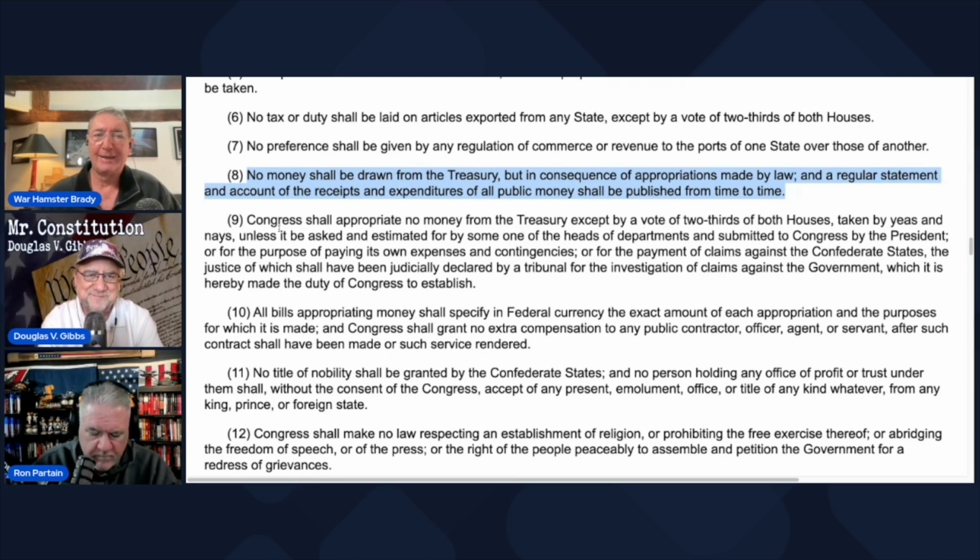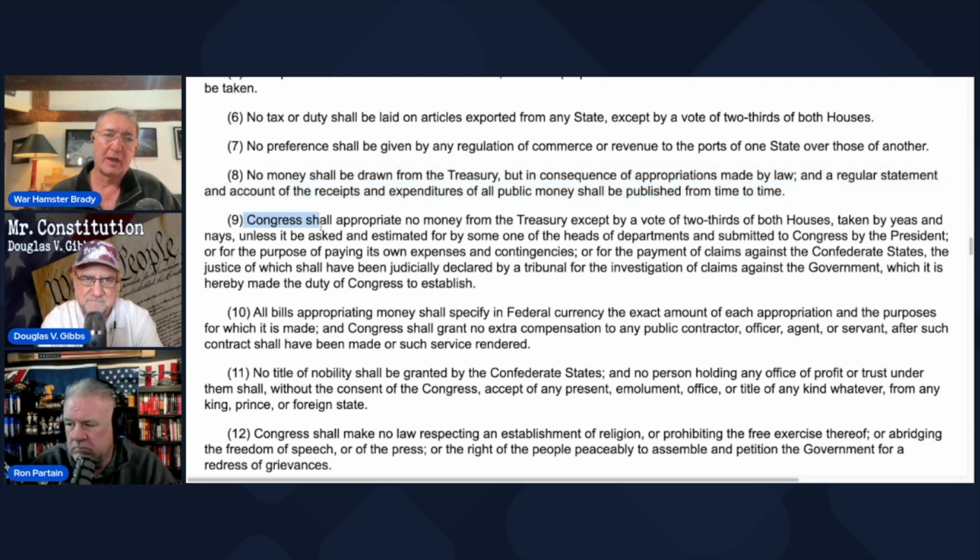Okay, sections 9 and 10 are brand new. They do not exist in the U.S. Constitution. So obviously they saw something over 80 years of experience in the U.S. Constitution that needed a little bit more elaboration. So we're going to go through this a little bit slowly. Congress shall appropriate no money from the Treasury except by a vote of two-thirds of both houses, taken by yeas and nays, unless it be asked and estimated for by some of the heads of departments and submitted to Congress by the President. Stop right there.